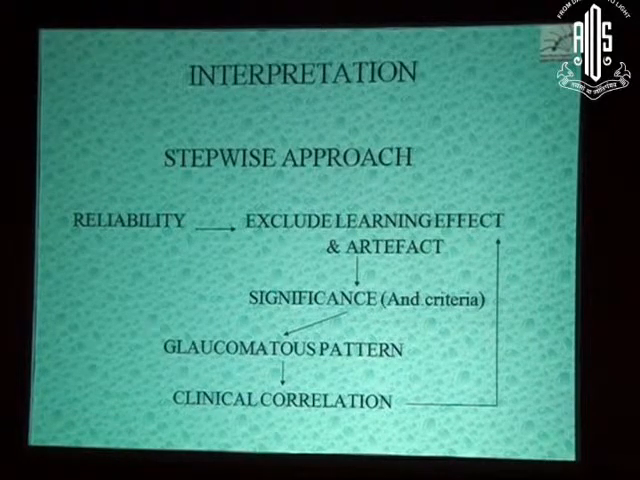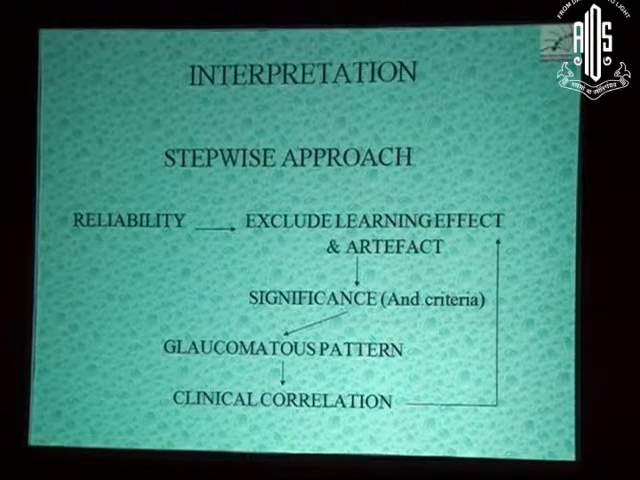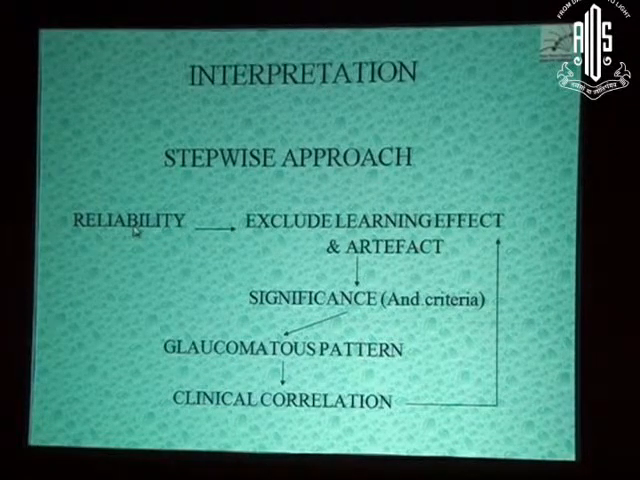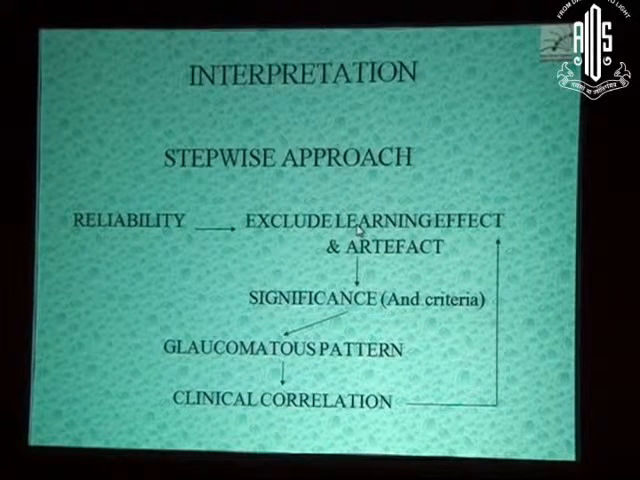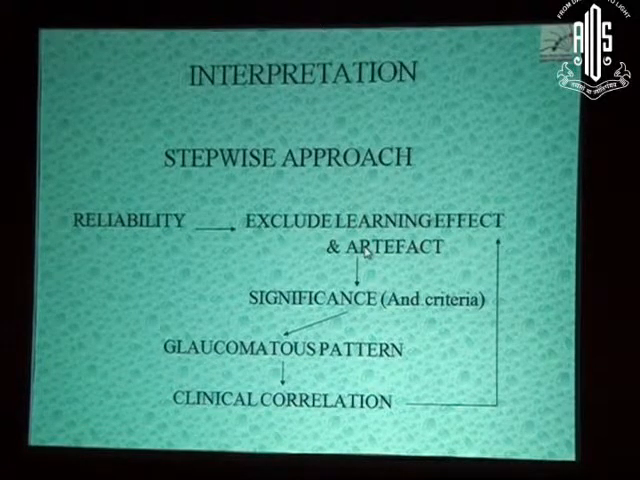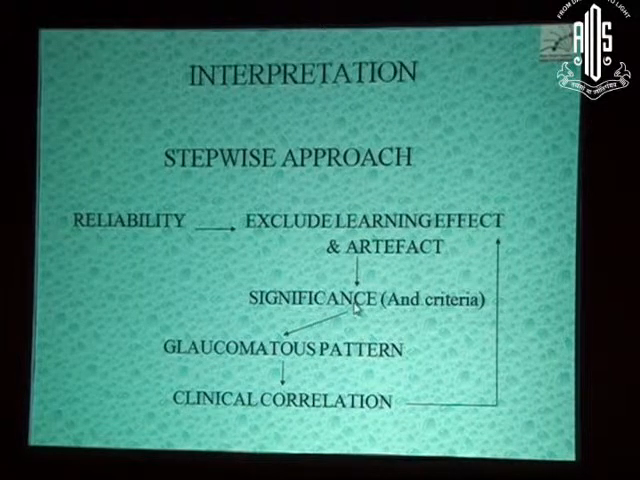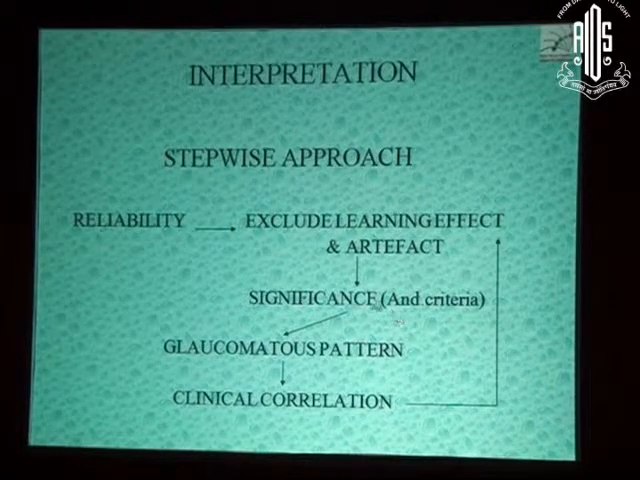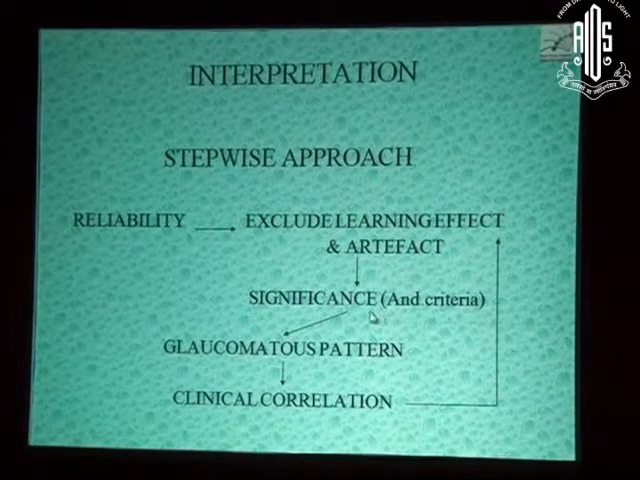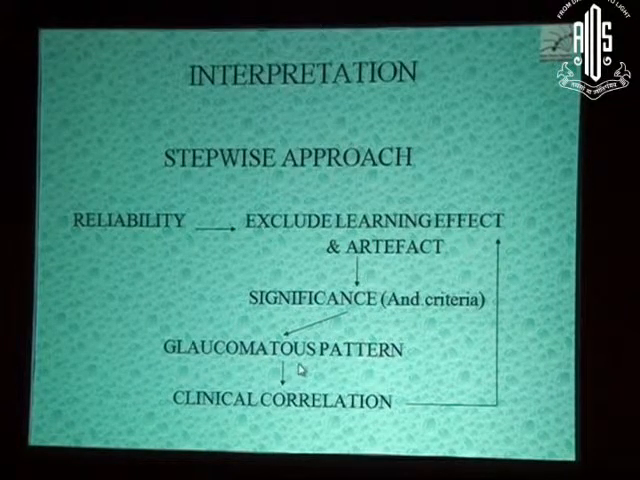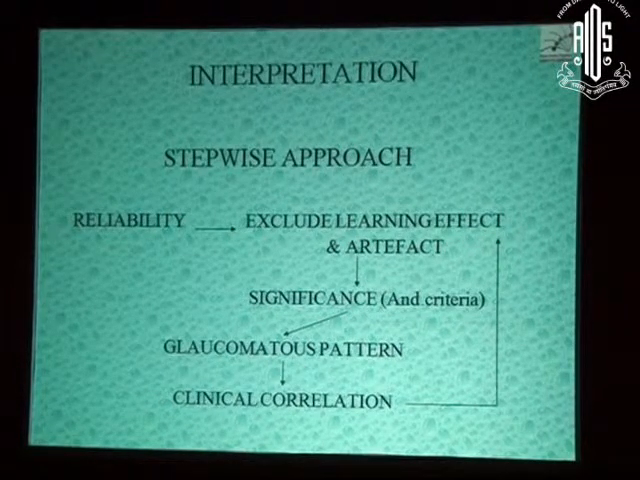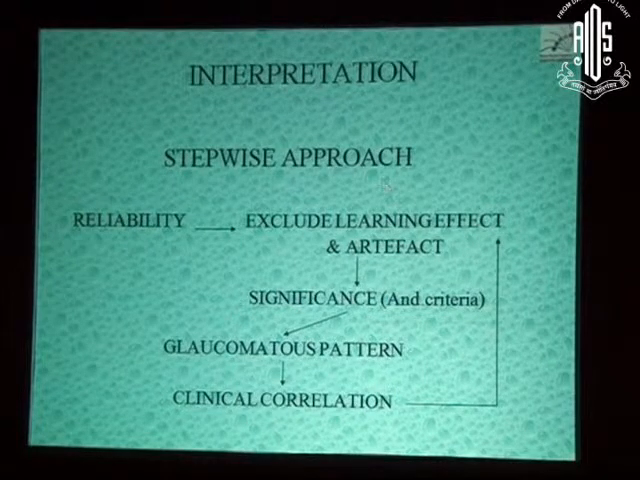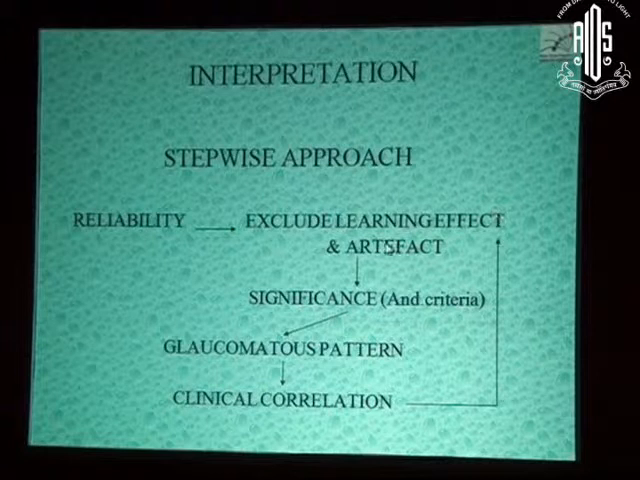To interpret a single field analysis, I always tell a stepwise approach. Find out the reliability, whether it's okay or not. Exclude the learning effect or any artifactual defect by looking at the baseline. Check whether there is any significance, using Anderson's criteria, whether the significant defect is due to glaucoma or not. Next, the glaucomatous pattern, the four points I always tell, and the clinical correlation. Sometimes we cannot correlate clinically, and then we go back to whether this is due to the learning effect or artifact. Quite often it happens.